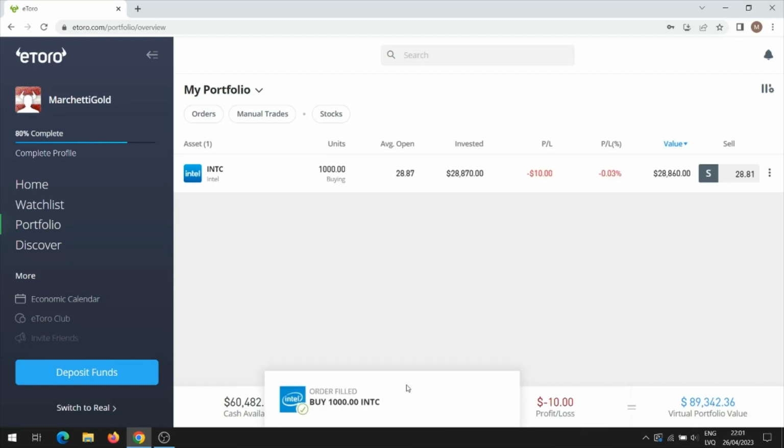You can see the purchased stocks in the My Portfolio section. As you can see, I have bought 1,000 units of Intel stocks. You can see the amount of money invested, the amount of profit or loss in amount or percentage.